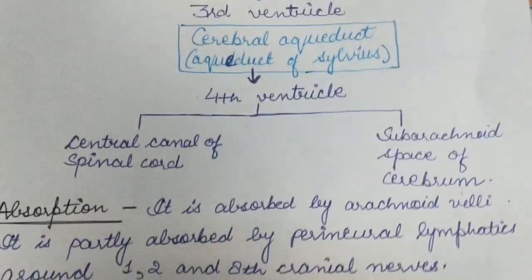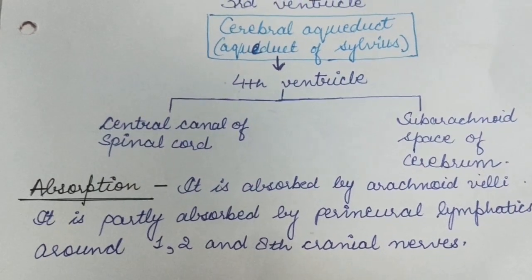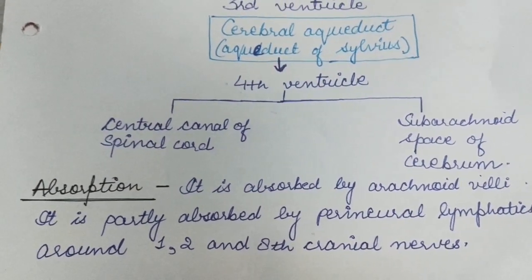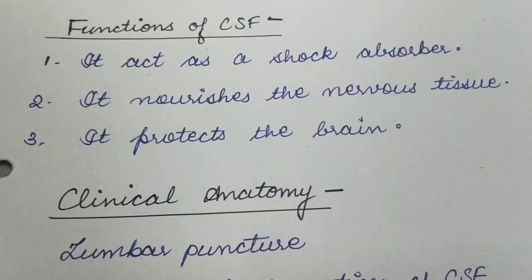How is it absorbed? It is absorbed by the arachnoid villi. It is also absorbed by the perineural lymphatics around the first, second, and eighth cranial nerves.